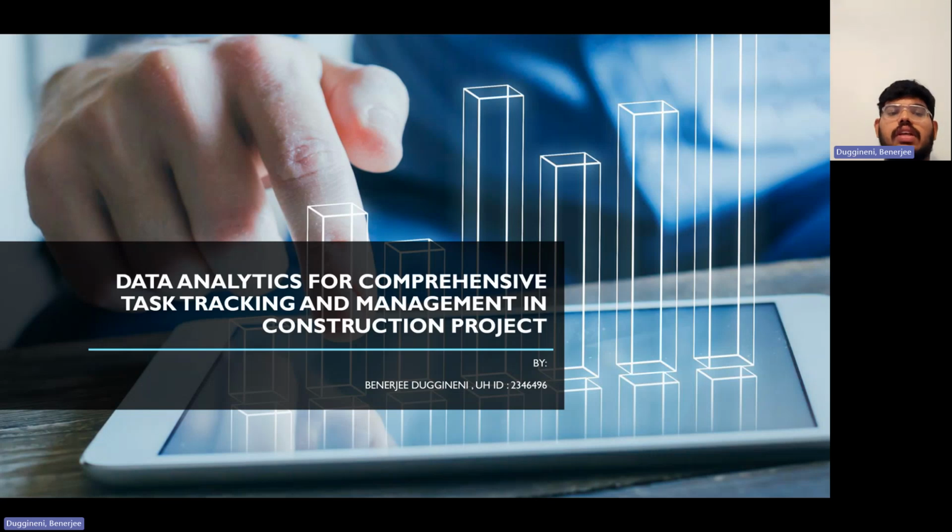This is Benerjee here, going to present the term project on data analysis for comprehensive task tracking and management in the construction project. And this is my term project.